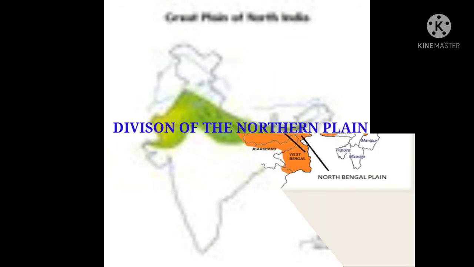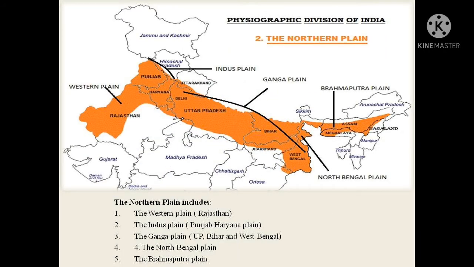Now let's come to the topic, the division of the Northern Plain. The northern plain can be divided into five major plains: the western plain in West Rajasthan, the Indus plain which includes the Punjab and Haryana plain, the Ganga plain that lies in the states of Uttar Pradesh, Bihar and West Bengal, the North Bengal plain in the northern part of West Bengal, and the Brahmaputra plain in Assam.